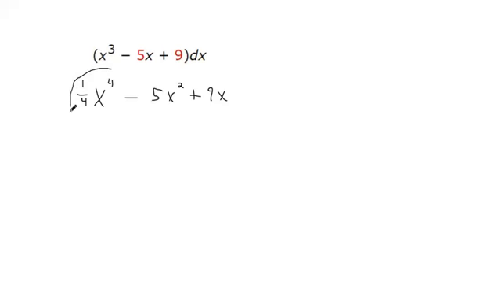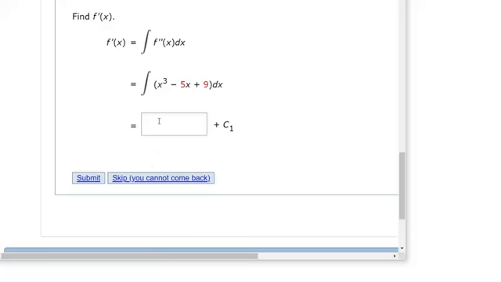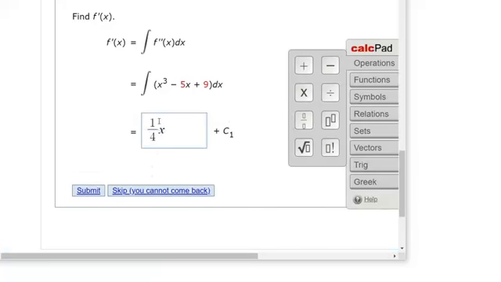Right now, if we take a derivative of this term, it makes x to the third, so we're good there. If you take a derivative of this term, though, it's not going to make just 5x. It's going to make minus 10x. We got to compensate by dividing by 2. That way, when the 2 comes down, multiplies, when we take the derivative, it'll turn to this. This one's all set. If you take the derivative of 9x, you get 9. So this is our antiderivative. So that's what we want to type into the first part: 1/4 x to the fourth minus 5/2 x squared plus 9x.